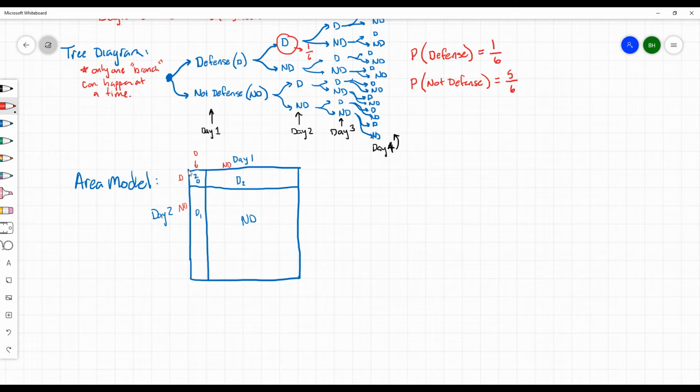It's really easy to make an area model when you only have 2 different events occurring. Now, if we were to add day 3 in here, theoretically, day 3, this is where it gets confusing for students.